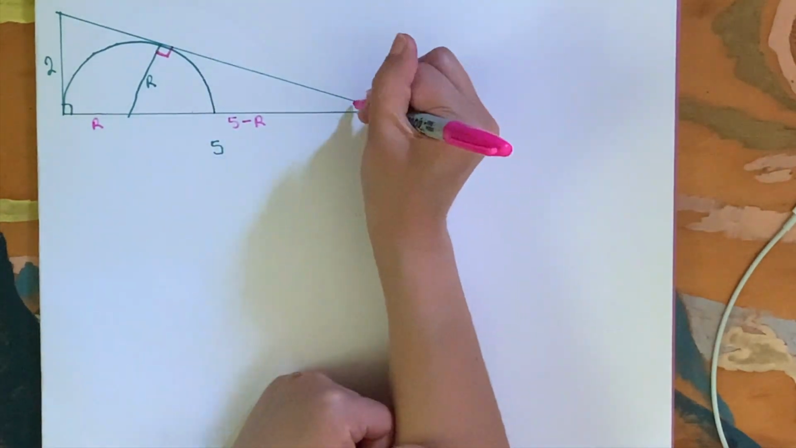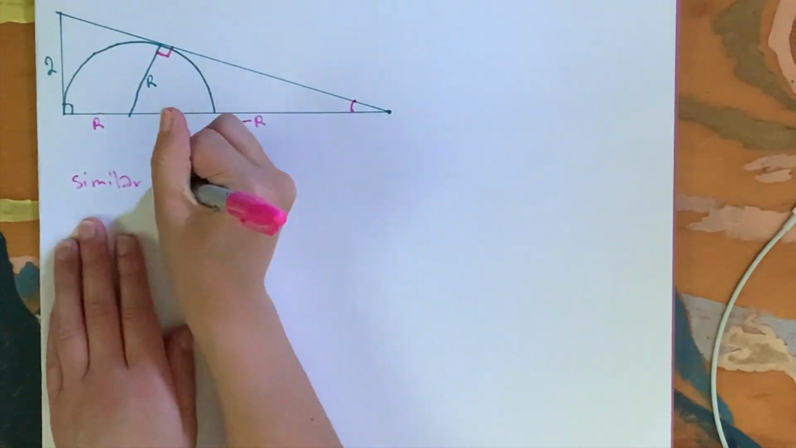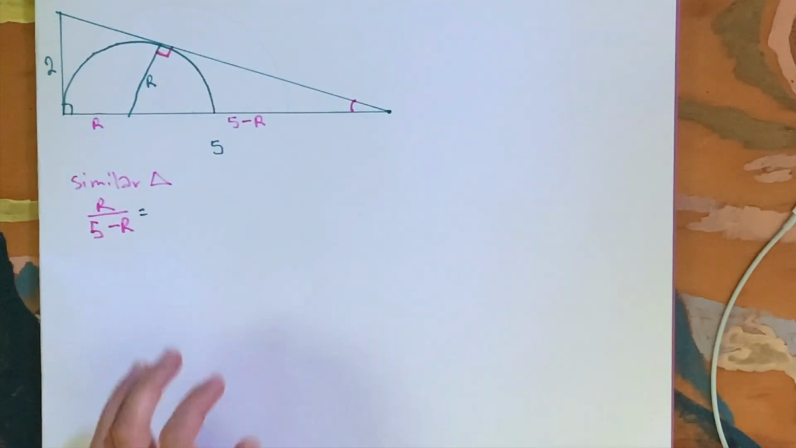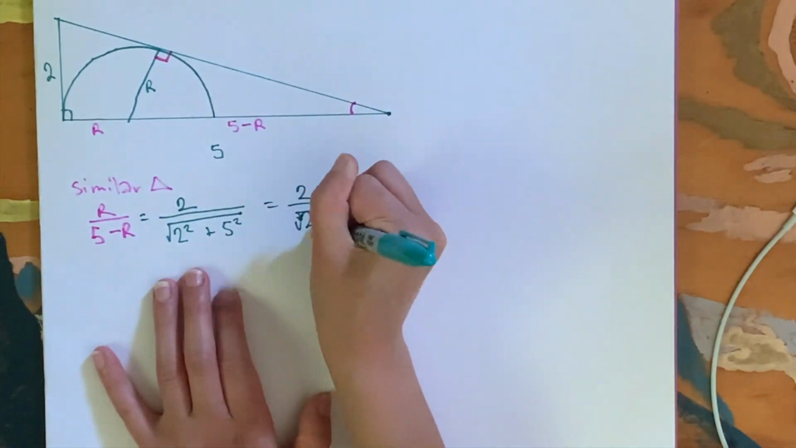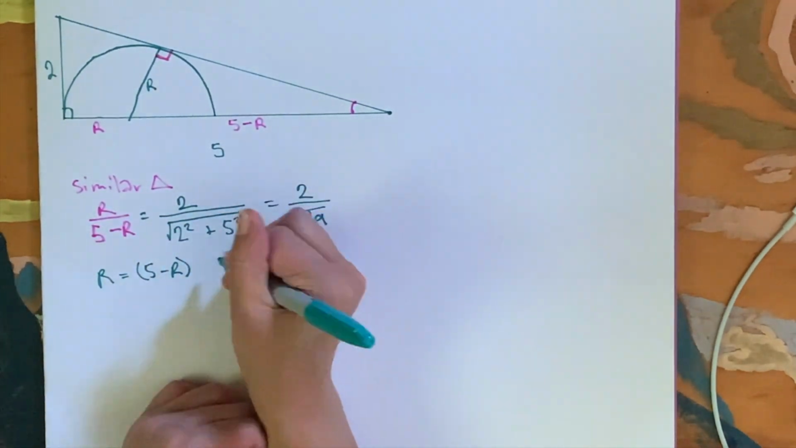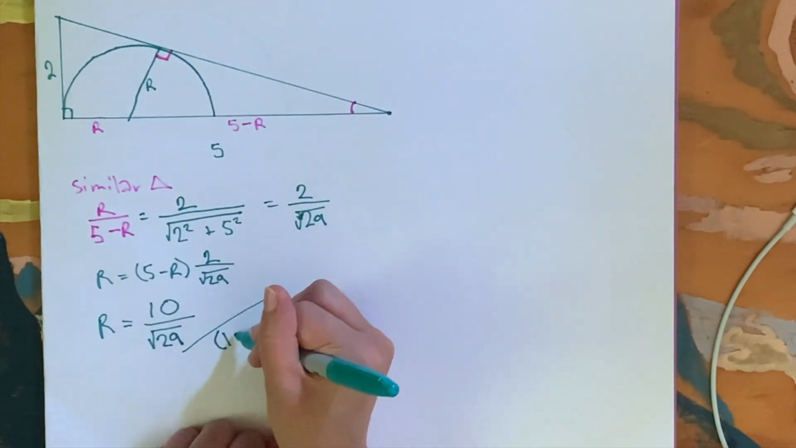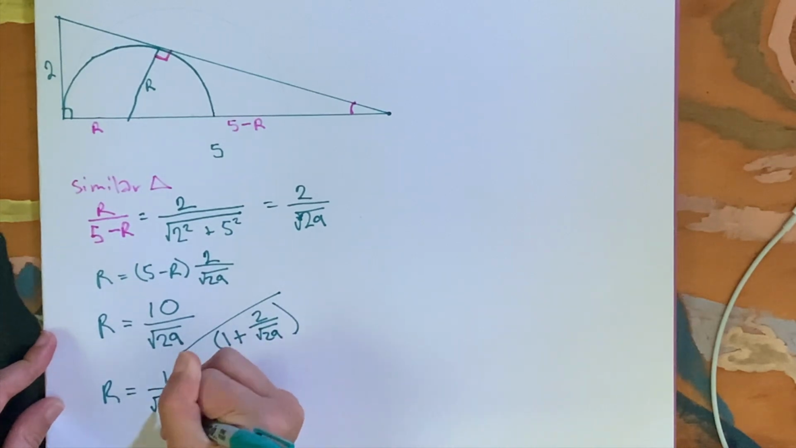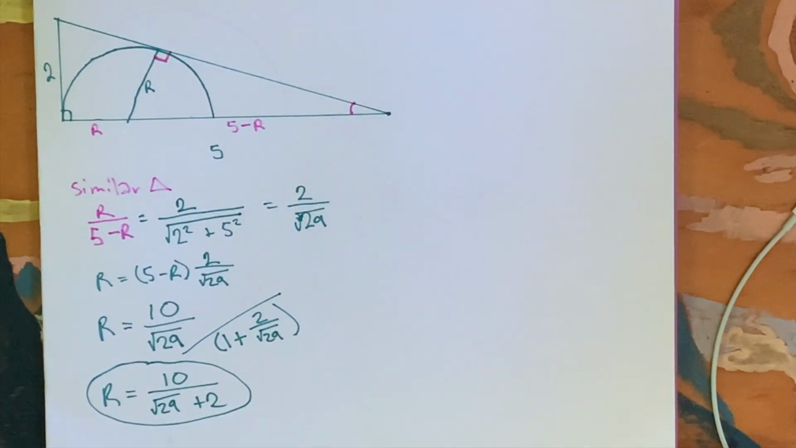Now, because these two right-angled triangles share the same angle, we know that they must be similar. As similar triangles, they should have the same ratios, so for both of them, hypotenuse divided by the shorter side should be the same. Multiply by 5 minus r, FOIL it, group r's together, and divide by their coefficient. And finally, we can simplify this by FOILing out the denominator. And there you have it. We don't have a calculator, so there's no need to simplify that any further.